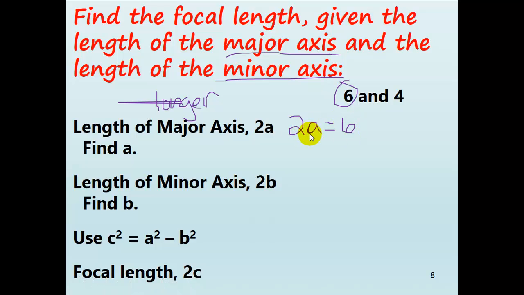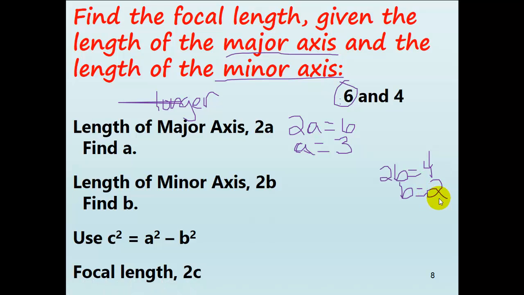How do I know that? Because the length of the major axis is the longer one. So 2A has to equal the bigger of these two numbers. Okay, so that means A has to equal 3. The length of the minor axis, 2B, has to equal 4. And so B has to equal 2.